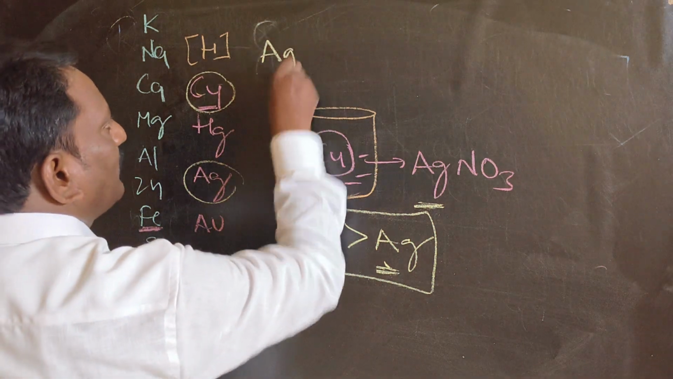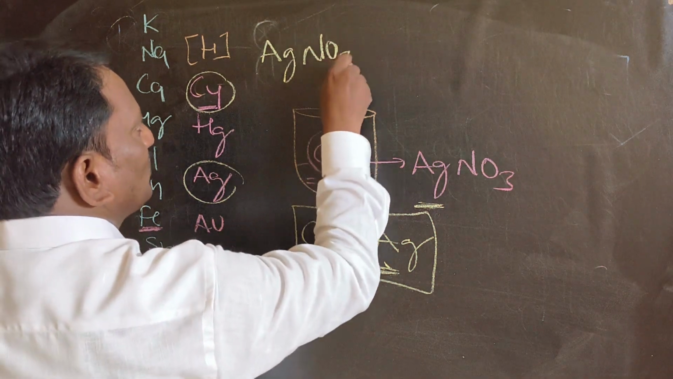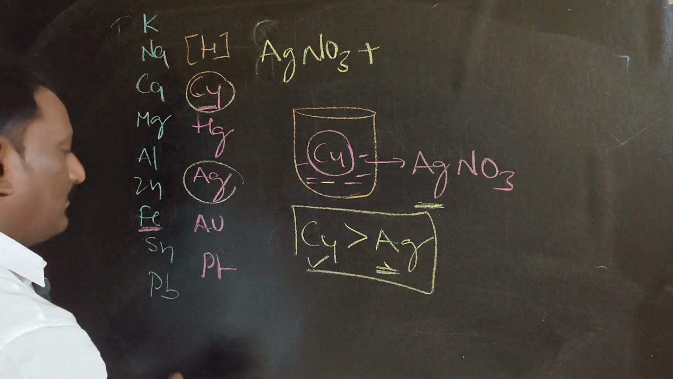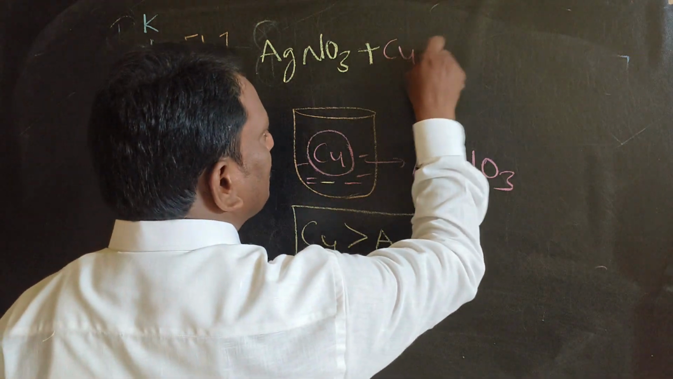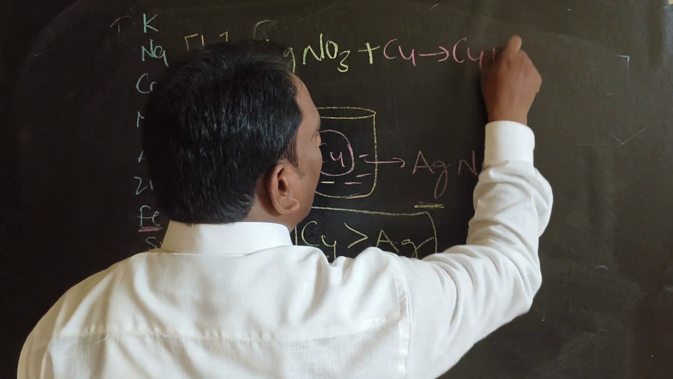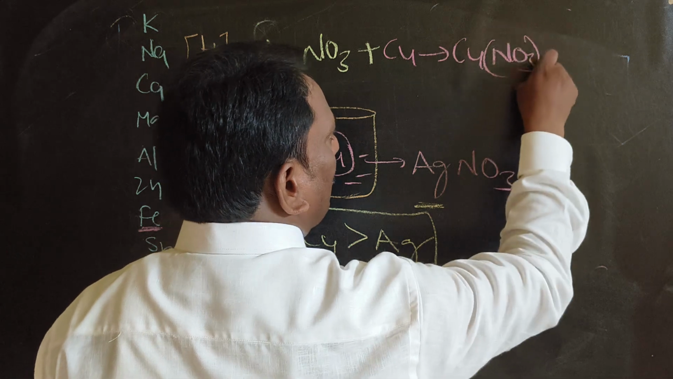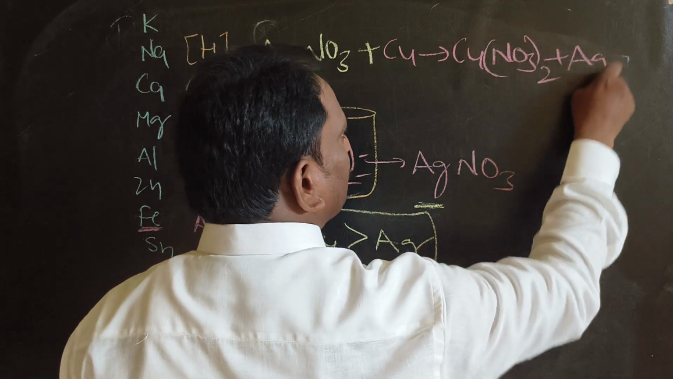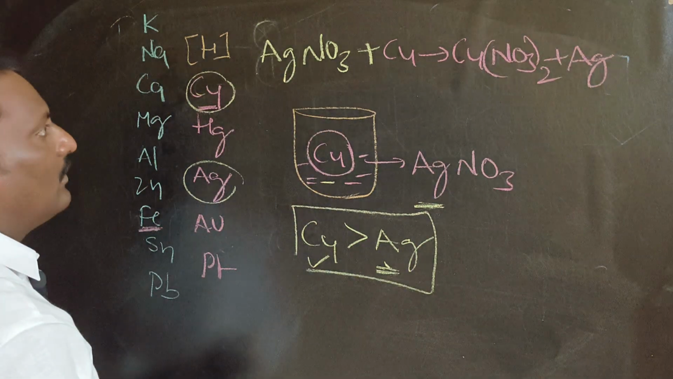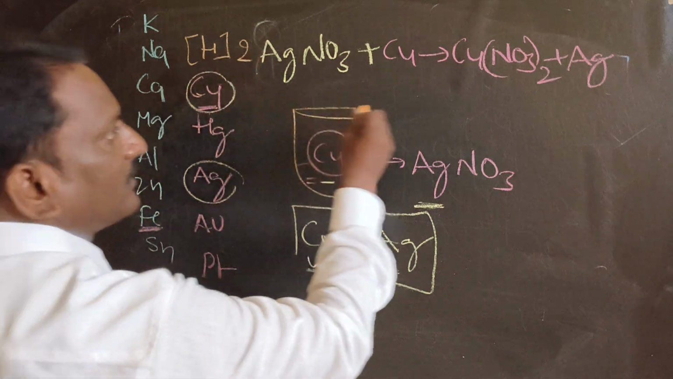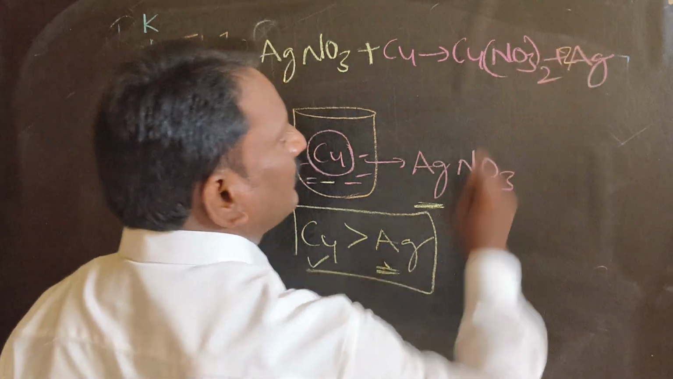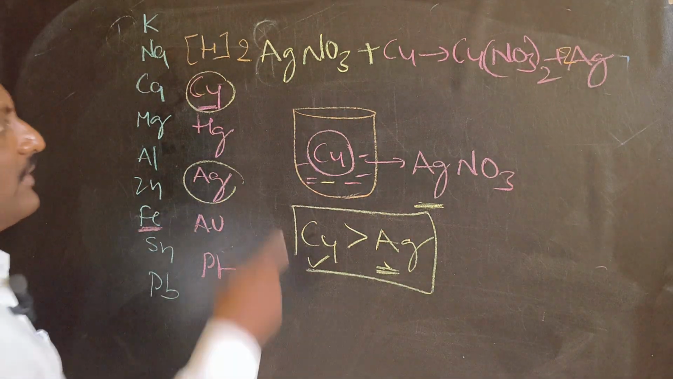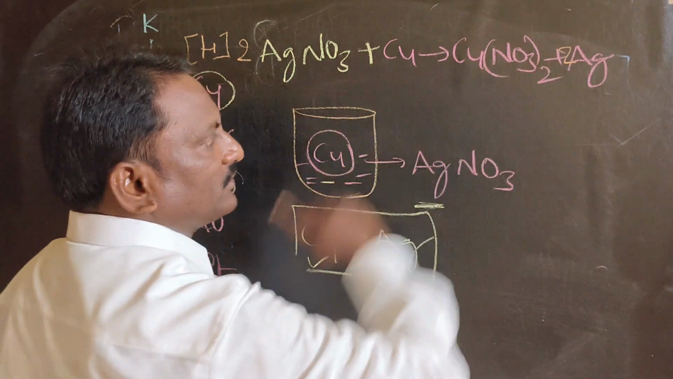When a copper coin is placed in silver nitrate solution, then you will get copper nitrate along with silver. This is a balanced chemical equation. Right. To balance the chemical equation, we need to keep 2 here and 2 here.